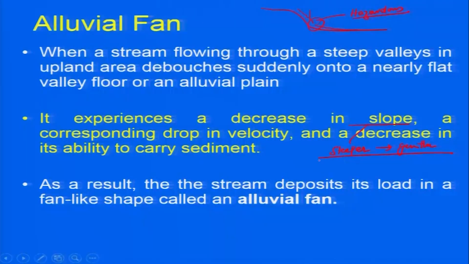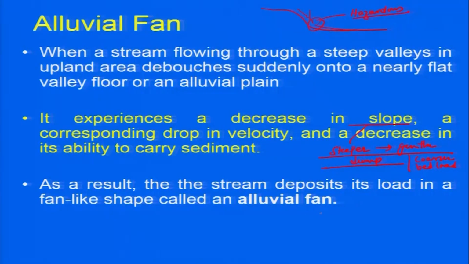then it will result into what we were talking about, that there is a decrease in its ability to carry the sediment. So, what it will do, it will just dump the material, and since it is coming from the steeper side, it will tend to carry coarser bed load. So, sudden outpouring of the coarser bed load in this region will affect the settlements and any structures which have been put across it. So, as a result, the stream deposits its load in fan like shape.